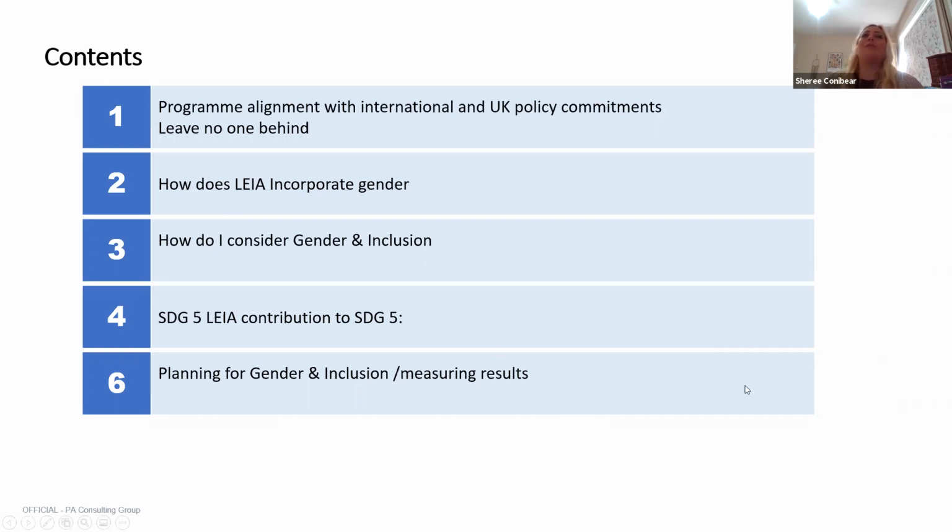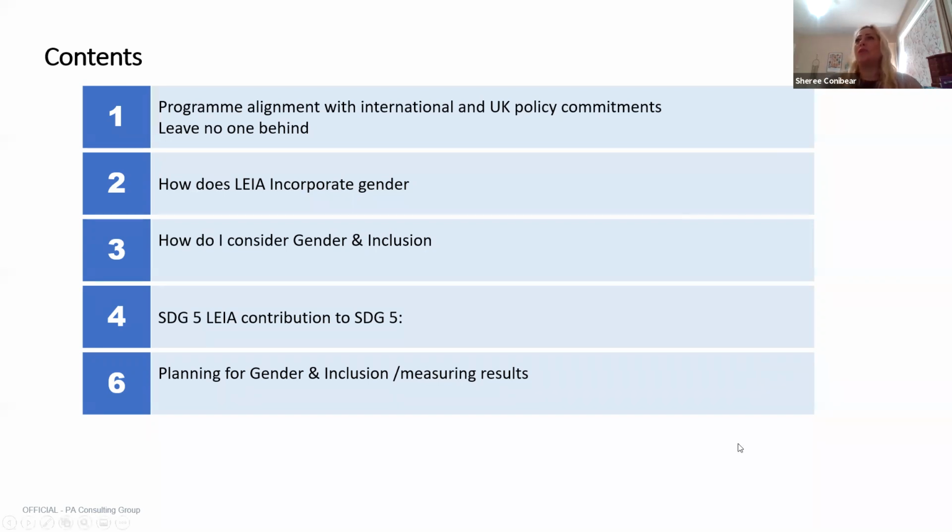The second point I'm going to focus on is how does LEA incorporate gender and inclusion? How should you include gender inclusion in your projects? What do we mean when we talk about SDG 5? So how does LEA contribute to SDG 5 and how you should contribute to SDG 5? And then number 6, as I'm a monitoring and evaluation expert, how we plan to integrate gender and inclusion and how we can measure those results at the end of our work.